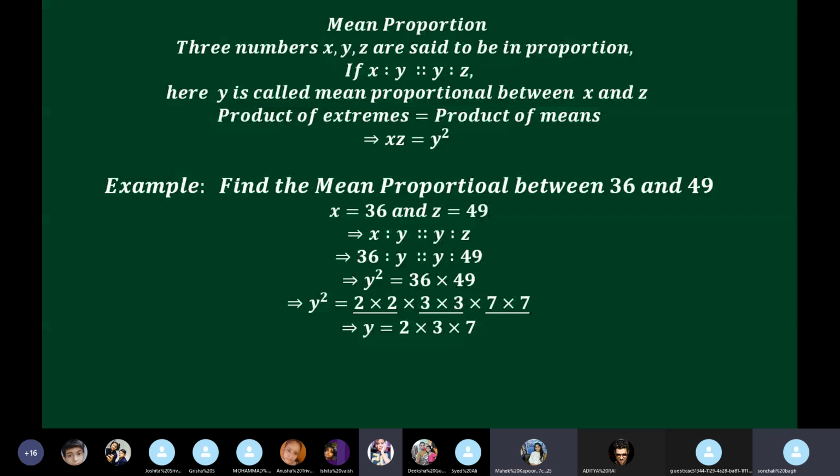So this is a technique of finding out the square root with the help of the prime factor method. So Y, what do we do now? We need the value of Y. 2 into 3 into 7 is how much? 42. Ma'am, 42. The missing value for Y was 42. So the original proportion question was asking X is to Y proportional to Y is to Z. So it is 36 is to 42 proportional to 42 is to 49. Any confusion here?